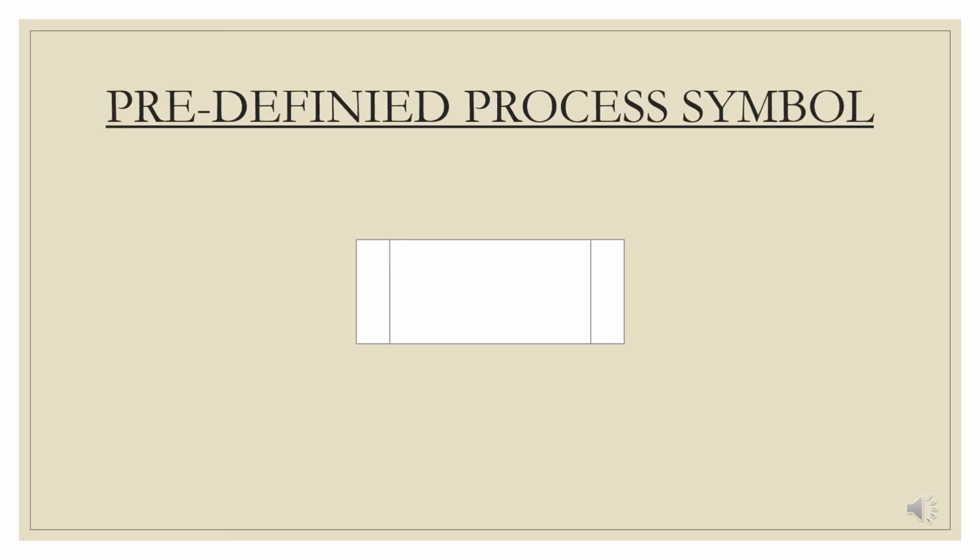The final one, a predefined process symbol, is a marker for another process step or series of process flow steps that are formally defined elsewhere. This shape commonly depicts subprocesses or subroutines in a programming flowchart.